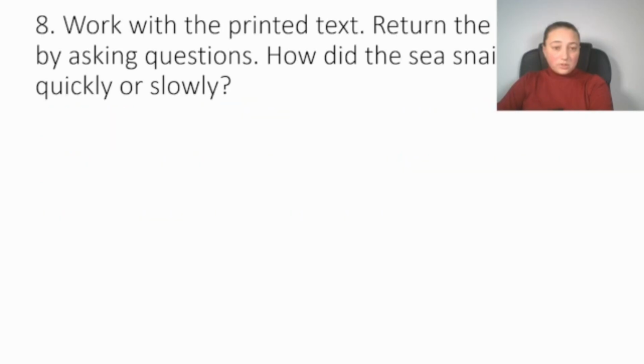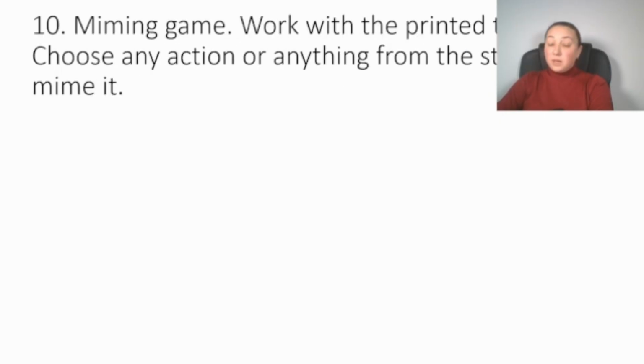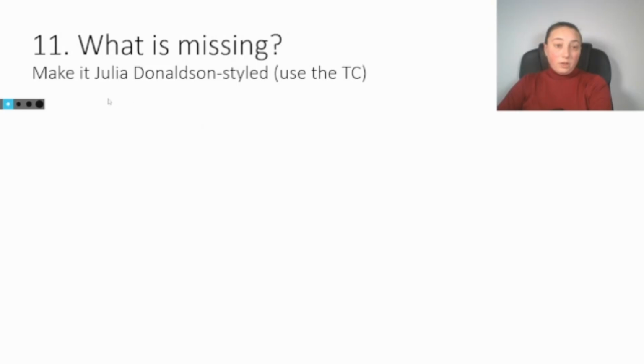The word wall games are also welcome. Then the work with the printed text is more like an activity than a game. The miming game: we can work with the printed text, look through the text, choose any action or any object from the story, and mime it. And it's a fun game which also helps the children to look through the text once again and to show the details. What is missing game?